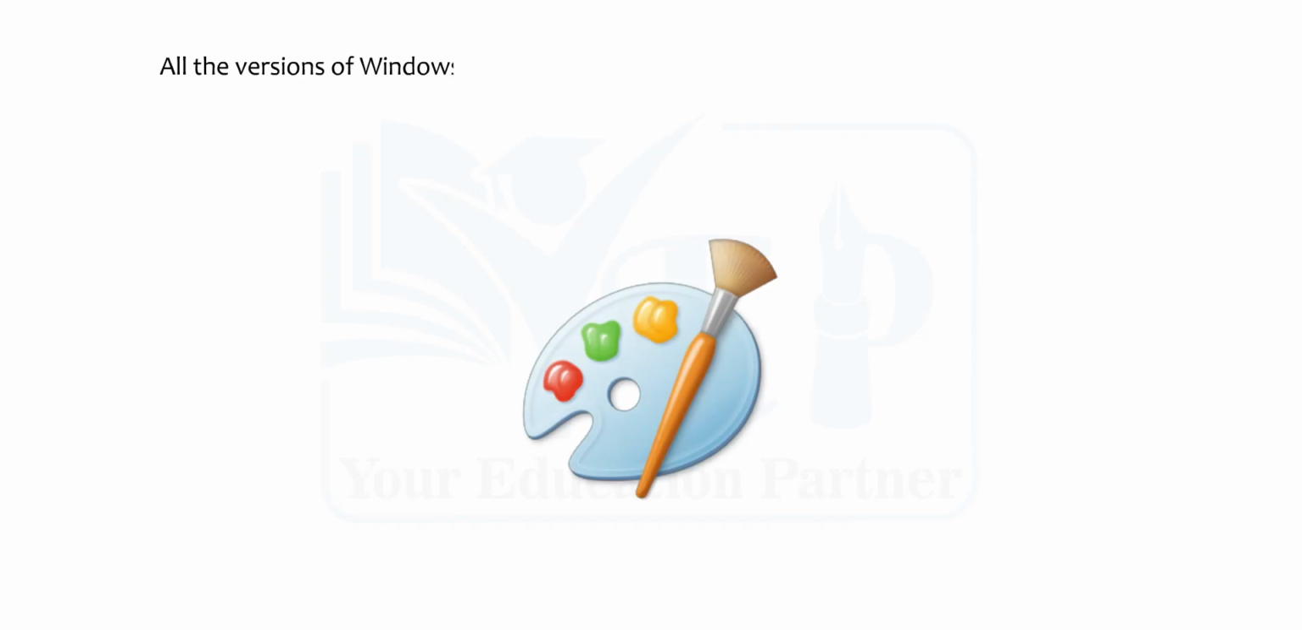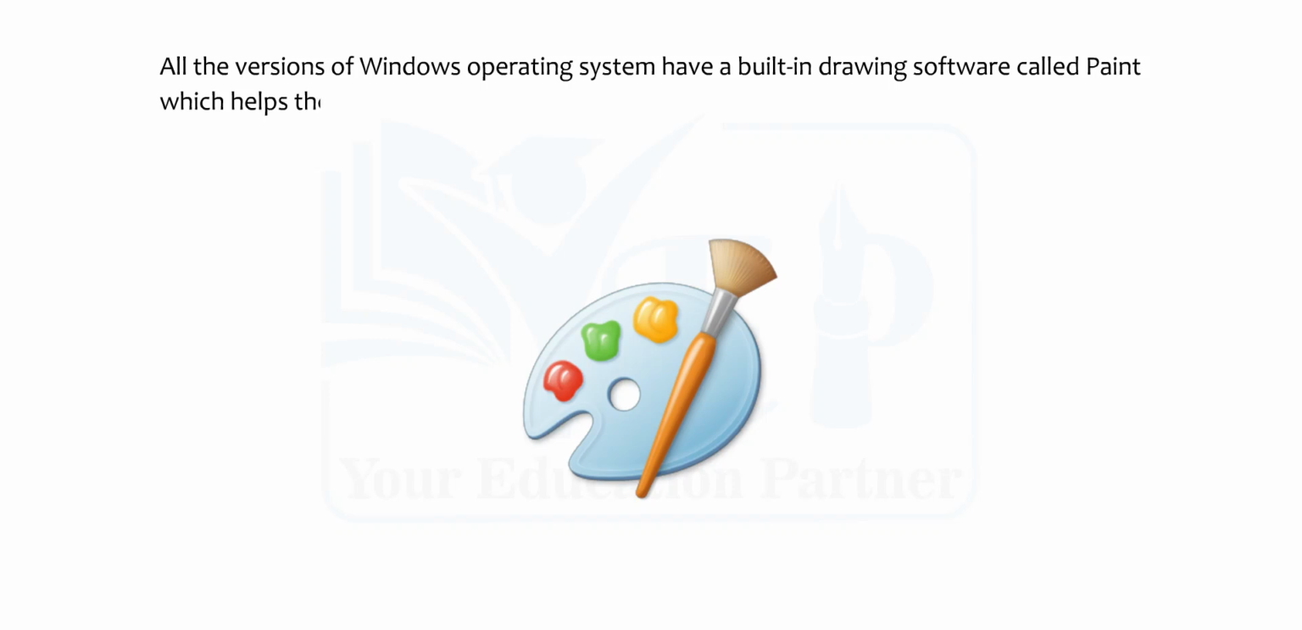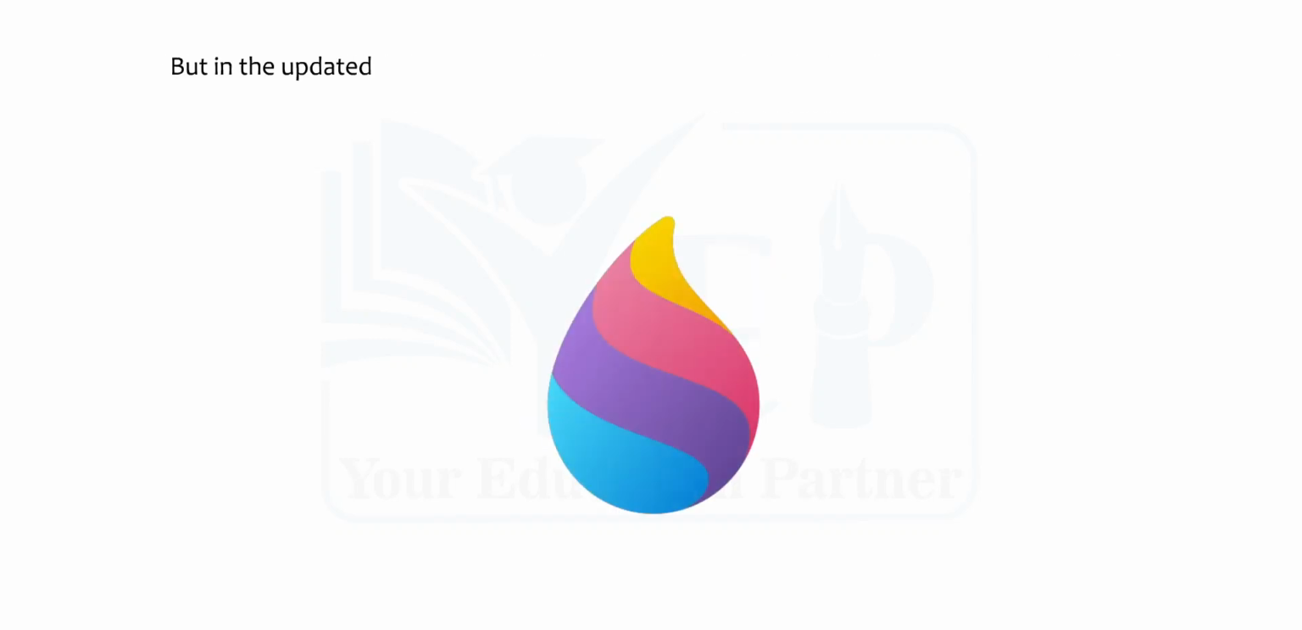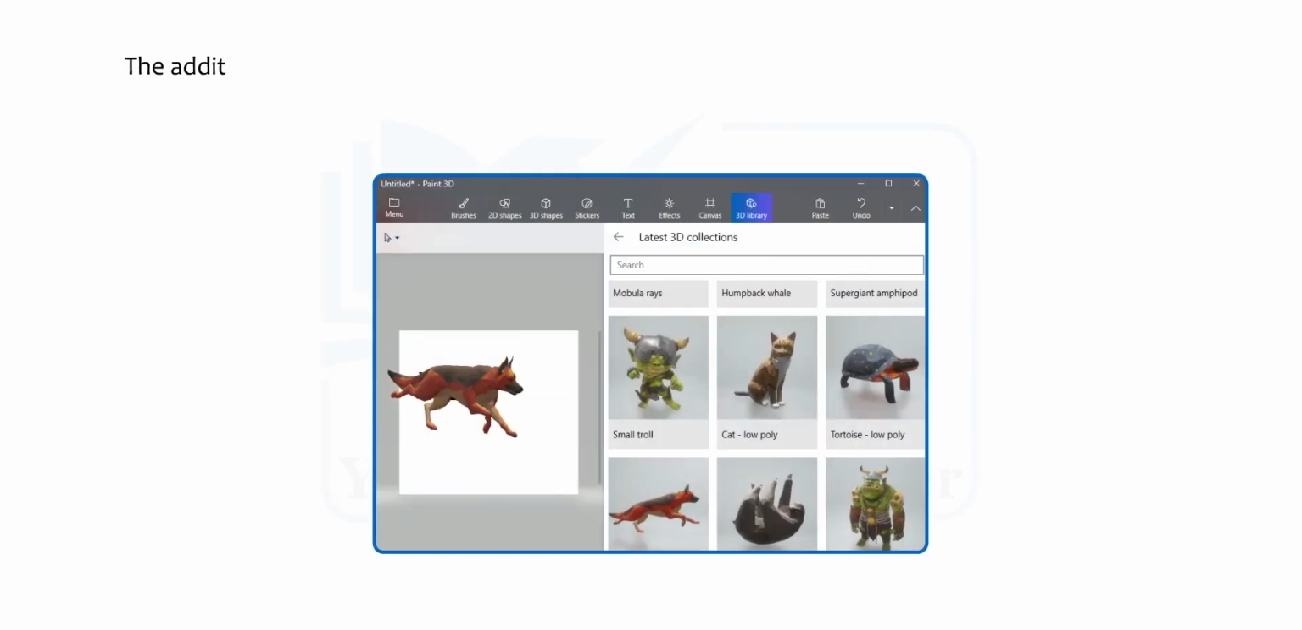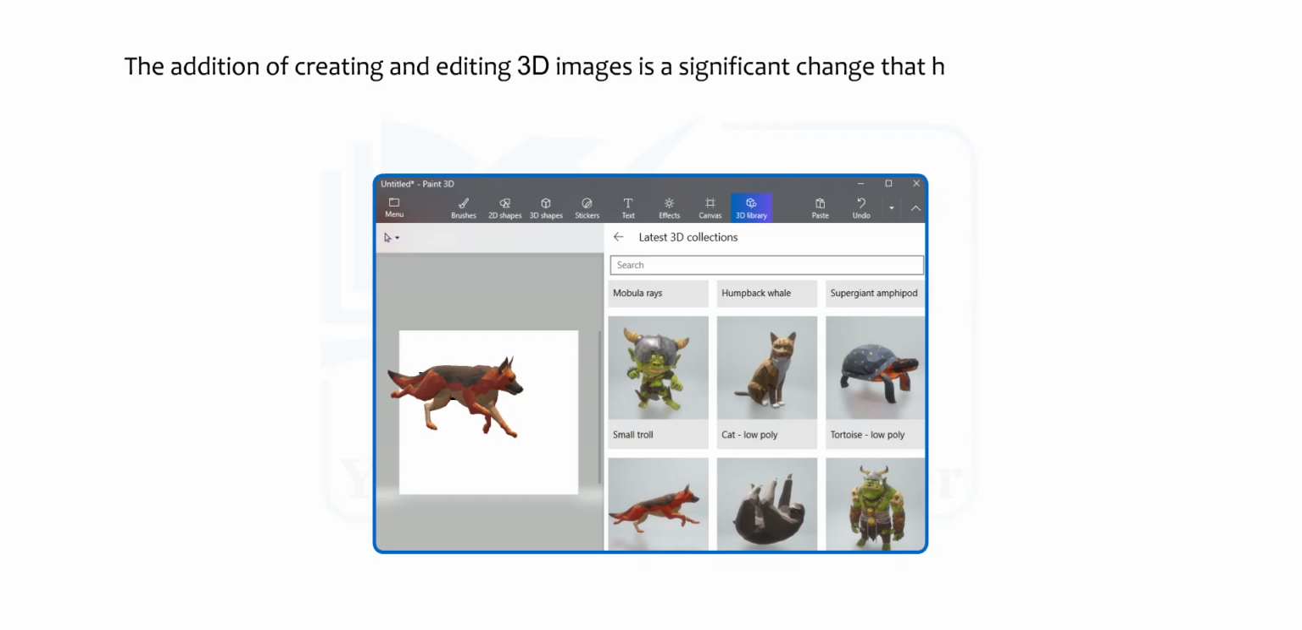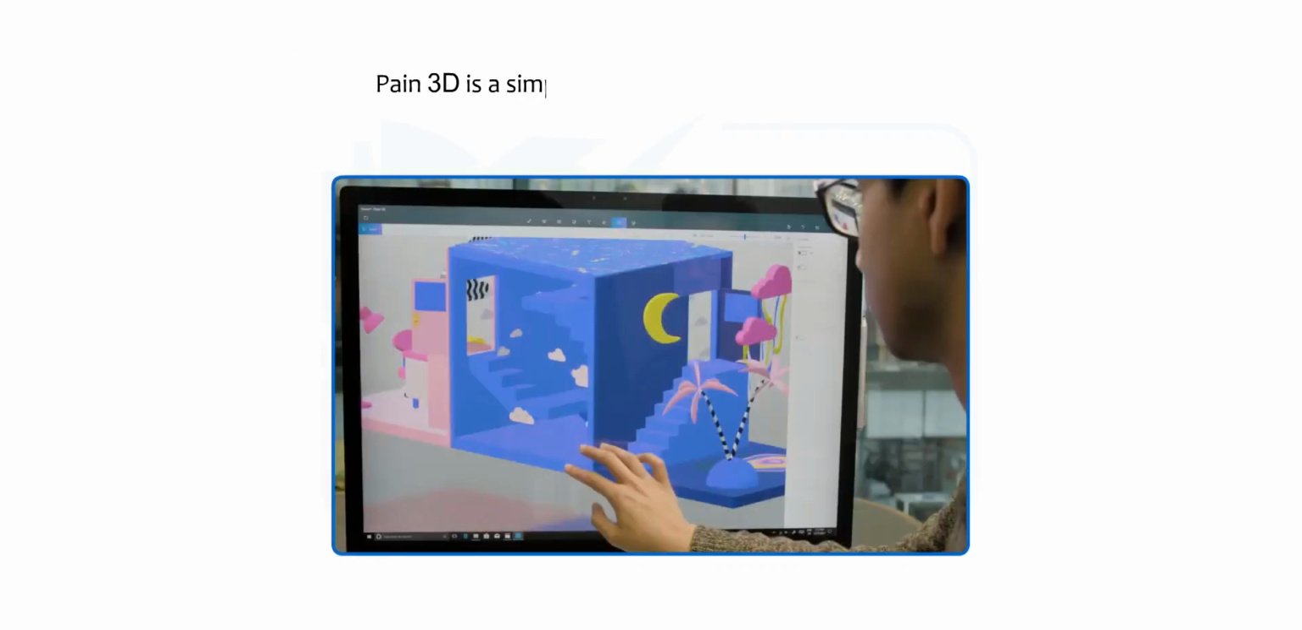All the versions of Windows operating system have a built-in drawing software called Paint which helps the user in drawing and painting beautiful pictures. But in the updated version of Windows 10, a new edition of Paint app called Paint 3D has been included. This application comes for free with Windows 10. The addition of creating and editing 3D images is a significant change that has been incorporated in Paint 3D. Paint 3D is a simple yet powerful and creative app.